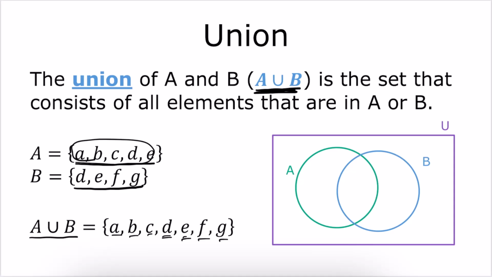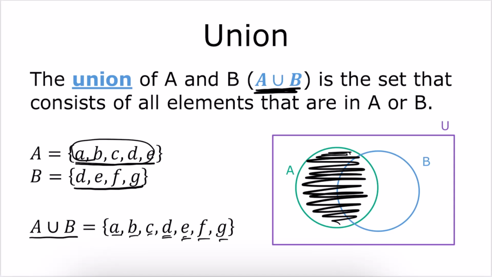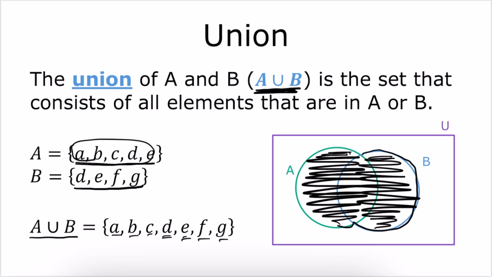And if we were to draw this in a Venn diagram form, the set A union B would be the set that contains all of the elements in this section, as well as all of the elements in this section. So this right here would be A union B.